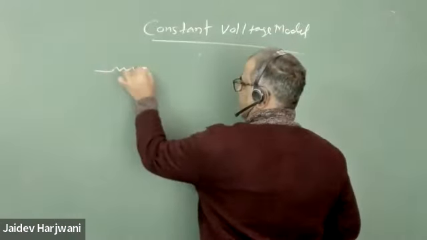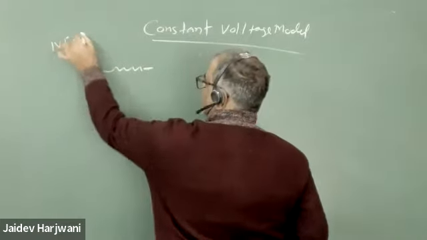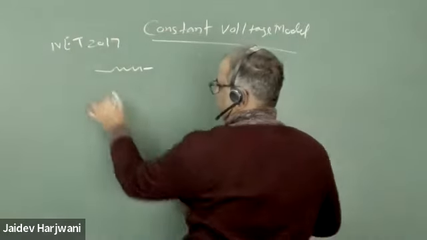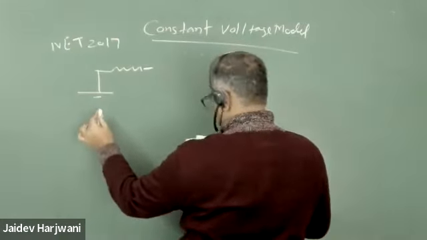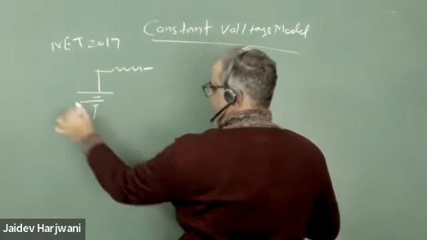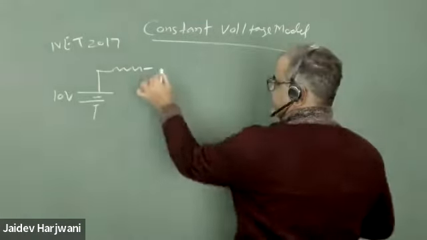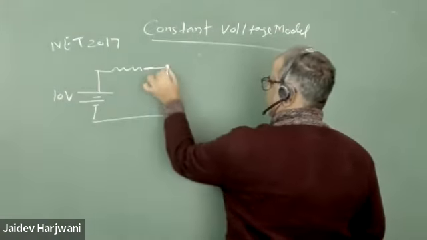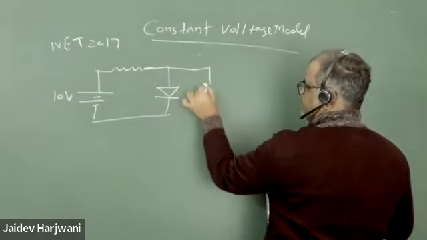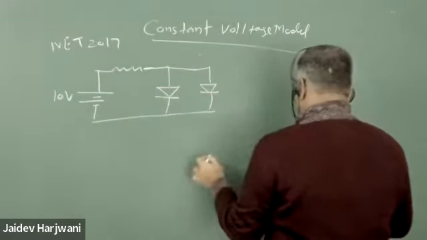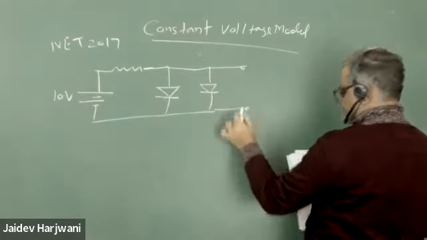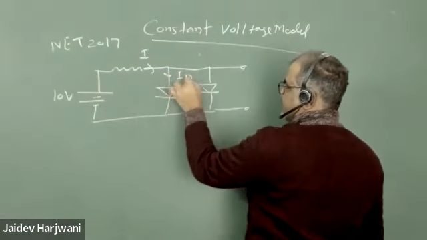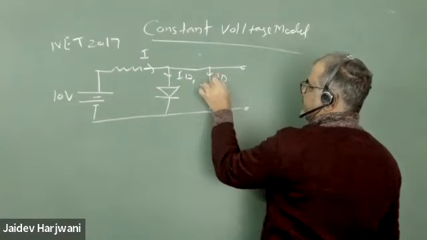So this problem came in NET 2017, to do with the constant voltage drop model. They have given you a 10-volt battery. There is a diode, there is one more diode, and this is open circuit. They say this current is I, this current is ID1, and this current is ID2.